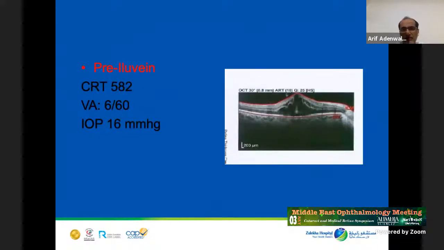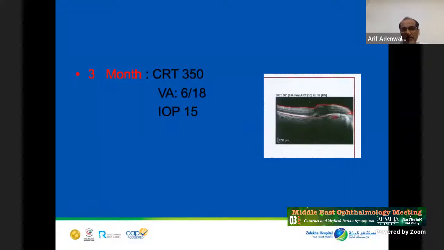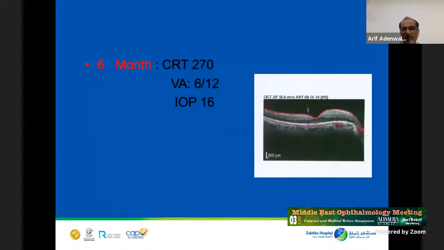So here you see the pre-Iluvien CRT was 582, the vision was 6/60, IOP was 16. And at the first month vision improved, and CRT went down to 420. Then he came after 3 months, it was 350. Vision improved to 6/18, IOP was 15. The last follow-up, which was the 6 month follow-up, that was in this month, the CRT was 270 and vision was 6/12. So till now it is stable, and let's see later on if we need to give anything.